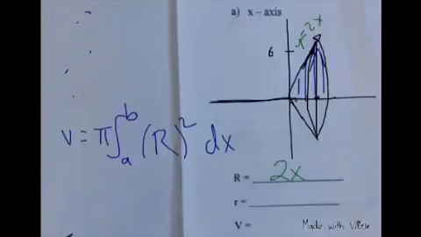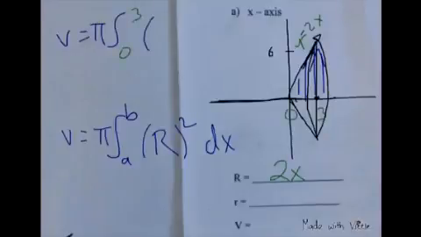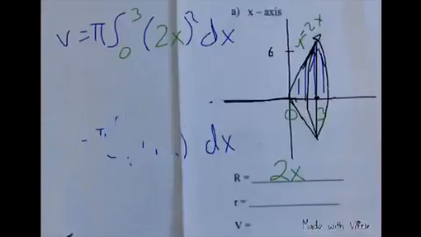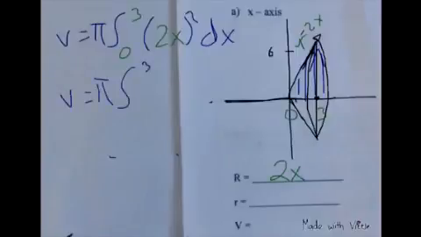So, we plug in 2x for big R. Volume equals pi times the integral from 3 to 0 of (2x) squared dx. Which means that the volume is pi times the integral of 3 to 0 of 4x squared dx.